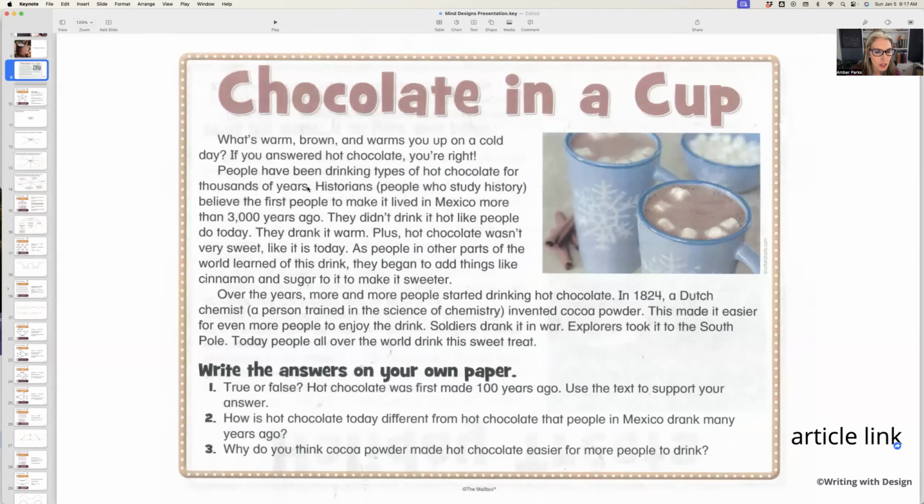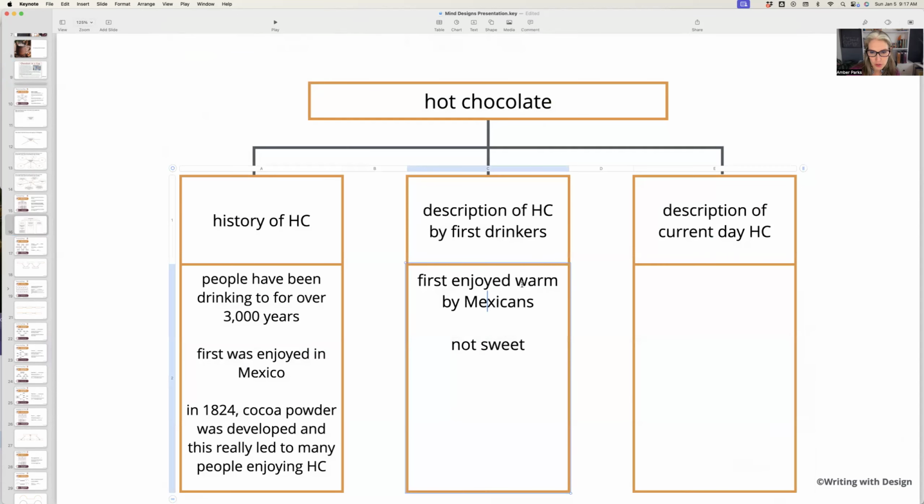Let's go back and take a look. People have been drinking types of hot chocolate for thousands of years. Historians believe the first people to make it lived in Mexico more than 3,000 years ago. Or maybe we should say people who lived in Mexico, because 3,000 years ago it's not an official country, right? They didn't drink it hot like people do today. They drank it warm, plus hot chocolate wasn't very sweet. Okay, so let's go back here. Let's make a couple. First enjoyed warm by people who lived in what is now Mexico.